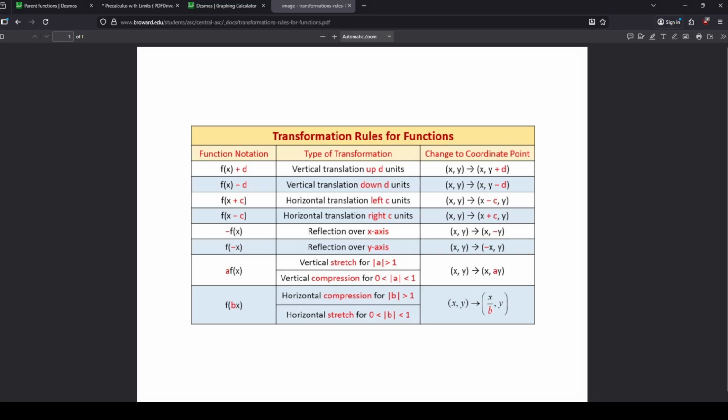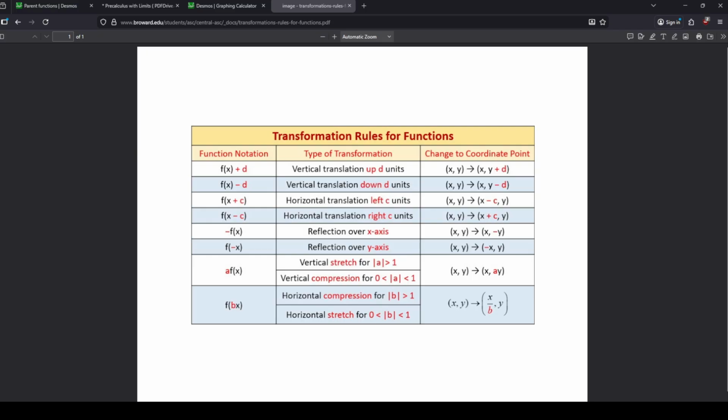Hello, this next video is going over transformations of your parent functions. There's essentially 5 things that you can do to transform a parent function. One is to vertically translate it, so move it up or down. One is horizontal translation, moving it left and right. So horizontal and vertical translations.